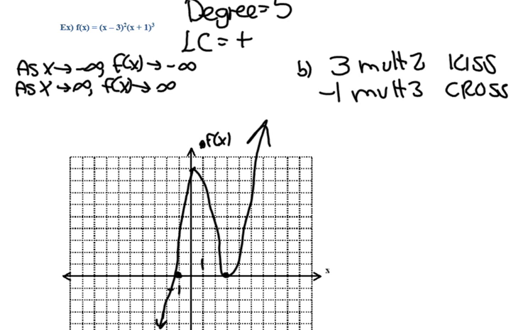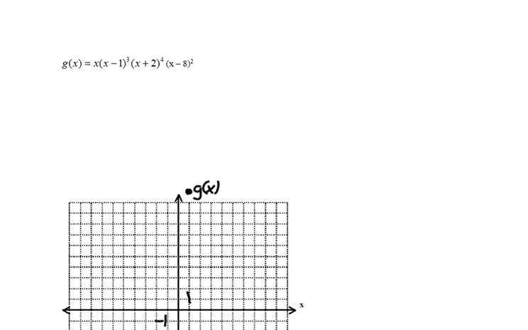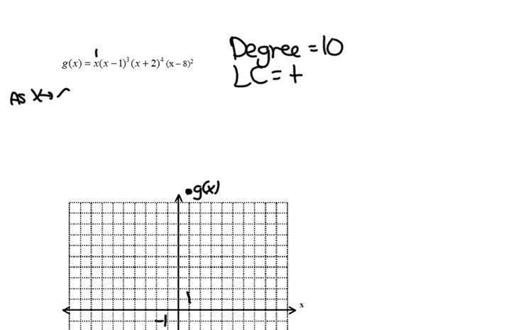Okay, so now let's take a look at another function. Again, two very important things. Number one is going to be the degree, and number two the leading coefficient. Well, the degree. Don't forget about this: 1 plus 3 plus 4 plus 2, that is 10. And the leading coefficient is positive. Well, that's easy to be able to write the end behavior then. As x approaches negative infinity, g of x approaches positive infinity. As x approaches positive infinity, g of x is also going to approach positive infinity.